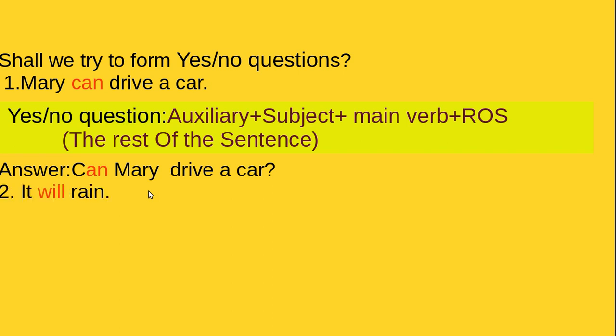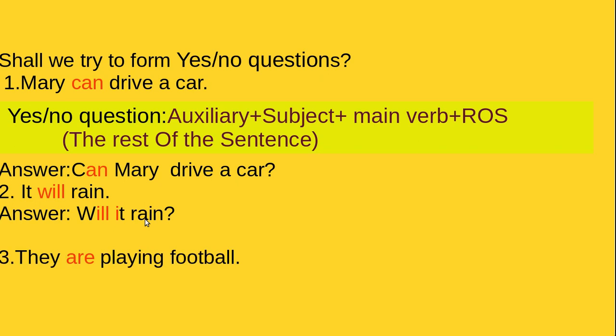Right? Next, it will rain. You try to do it. Which is the auxiliary? Will is there. Take it and put it here. Then it will be in this form: Will it rain? Will is the auxiliary, it is the subject, rain is the main verb. Okay. Now one more. They are playing football. Come on, how can you do it? Are should be put in the beginning.